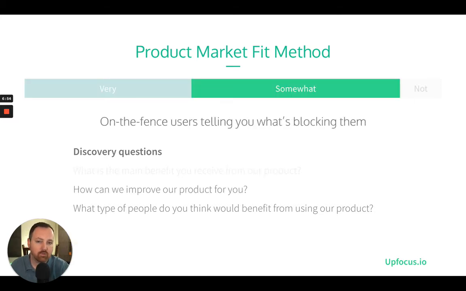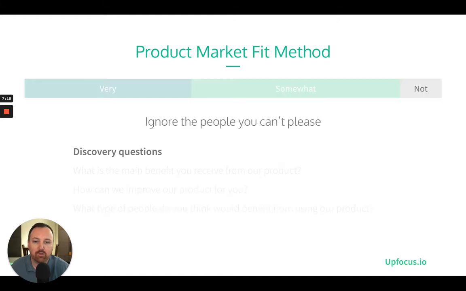If they answer that they would be somewhat disappointed, these are the on-the-fence users. And then now you want to know what's blocking them. So we'll ask them the question, how can we improve our product for you? Sometimes people will also ask the same question of, what type of people do you think would benefit from using our product? We just prefer to ask only, how can we improve for you?